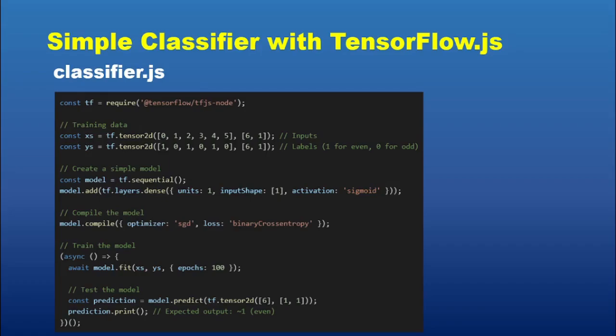What we are doing. 1. We use TensorFlow.js to create and train a simple neural network. 2. The input data, XS, are numbers, and the labels, YS, indicate whether they're even or odd. 3. After training, the model predicts whether the number 6 is even.